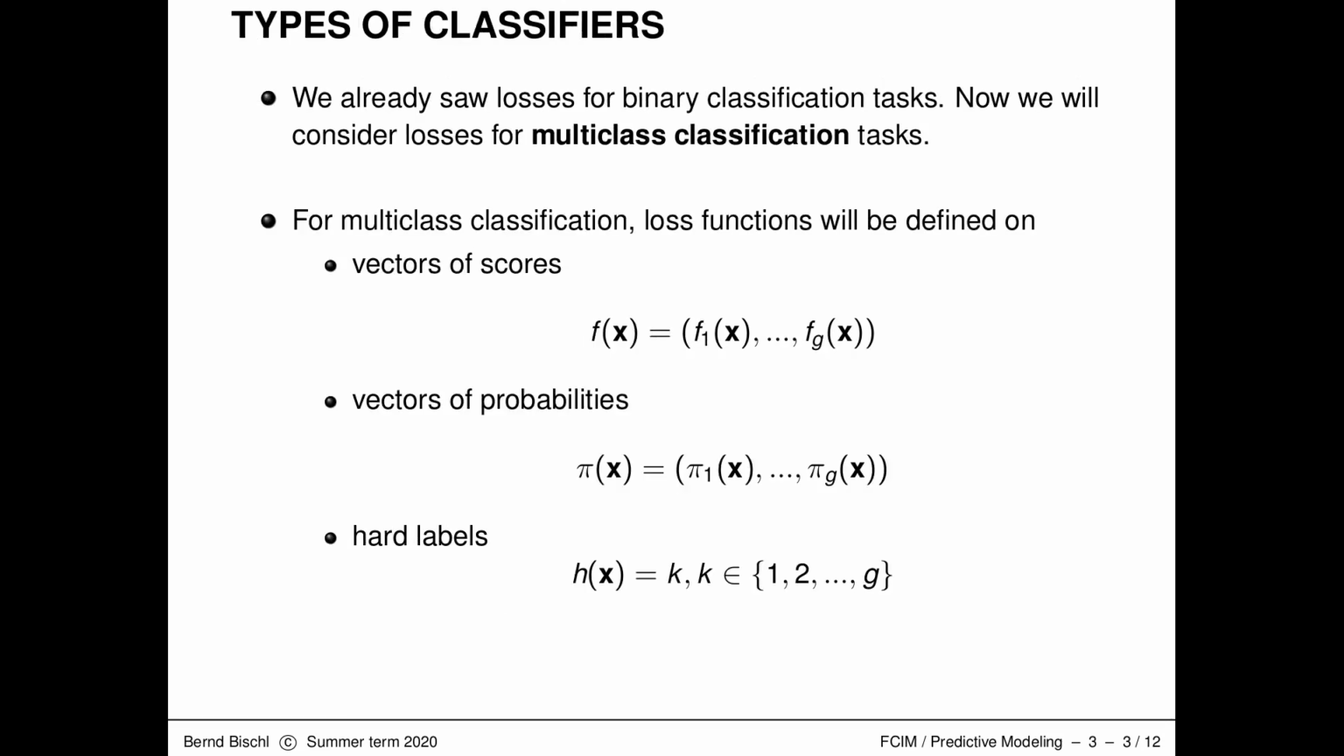We already saw multiple losses for binary classification tasks in chapter 1, and I will now simply generalize those to the multiclass case. So we'll define these losses again on vectors of scores, vectors of probabilities, and vectors of hard labels. For the binary case, we could normally get away with just a single score for two classes, or a single probability, especially a single probability for two classes, because then the second counter probability is directly implied. For g classes, these scores and these probabilities really will have to be vectors.